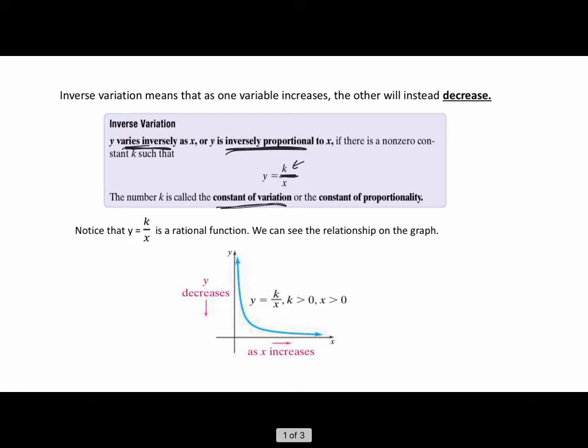Notice that y equals k over x is a rational function. We can see this relationship on the graph. This is what this equation looks like. So as y decreases, x increases. Or if you look at it the other way, if x decreases, y increases. So it's an inversely proportional or inverse variation relationship.